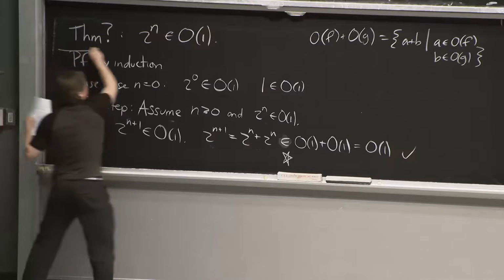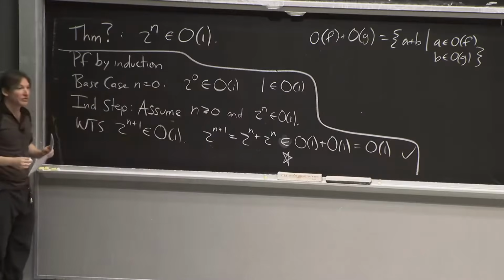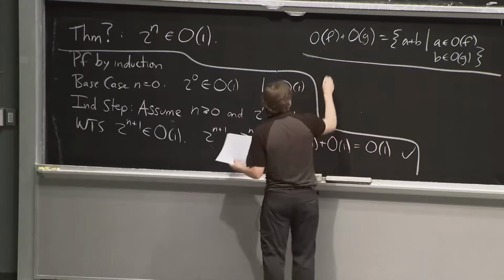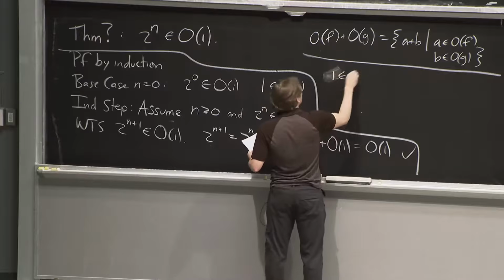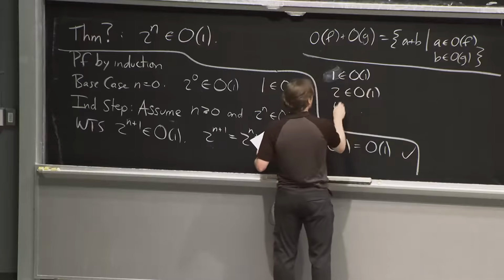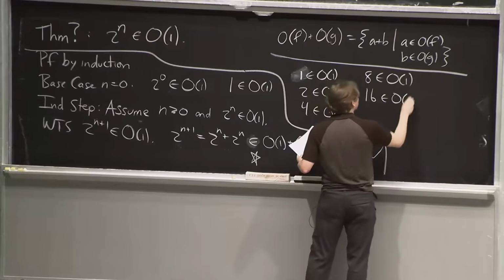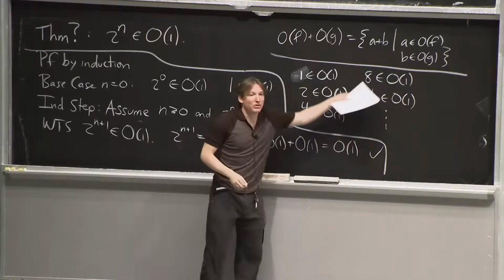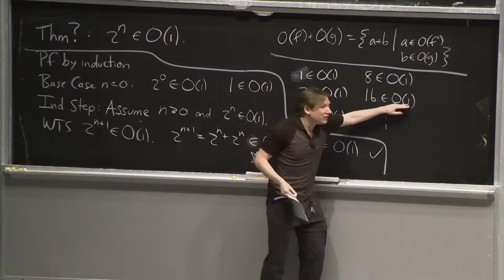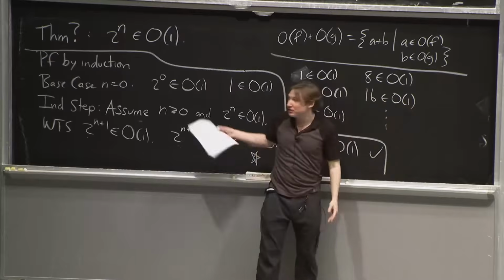This here is a correct proof by induction, but what is it proving? It's a proof of what? What we really proved is that 1 is in big O of 1. That was our base case. We proved that 2 is in big O of 1. 4 is in big O of 1. 8 is in big O of 1. 16 is in big O of 1. We proved that each individual power of 2, when considered as a constant function, is big O of 1. So every constant function is big O of 1. Yeah, that's true. We proved it by induction.